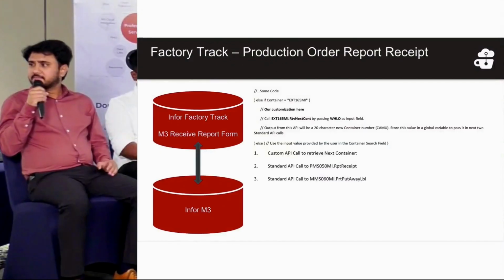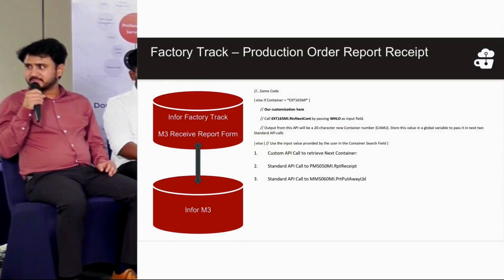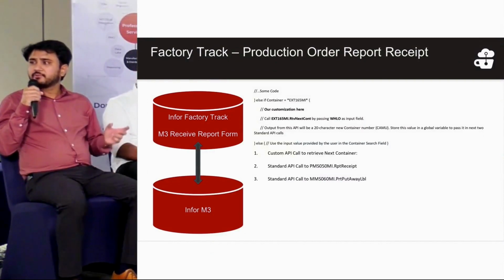There are n number of shop floor operations going on inside the warehouses, and there are shipping activities going on. And again, customers have their own specific way of doing the transactions. For example, while doing the purchase order receipt, the customer wanted to generate the containers in their own preferred way, the container number management system. So we developed an Extend M3 solution for creating the containers, and then we called that Extend M3 API inside Factory Track, and used it in a way that fits the bill for the customer.